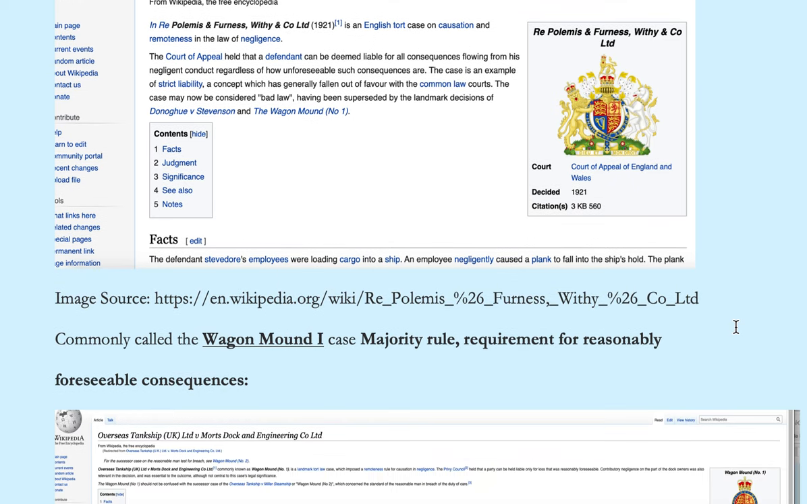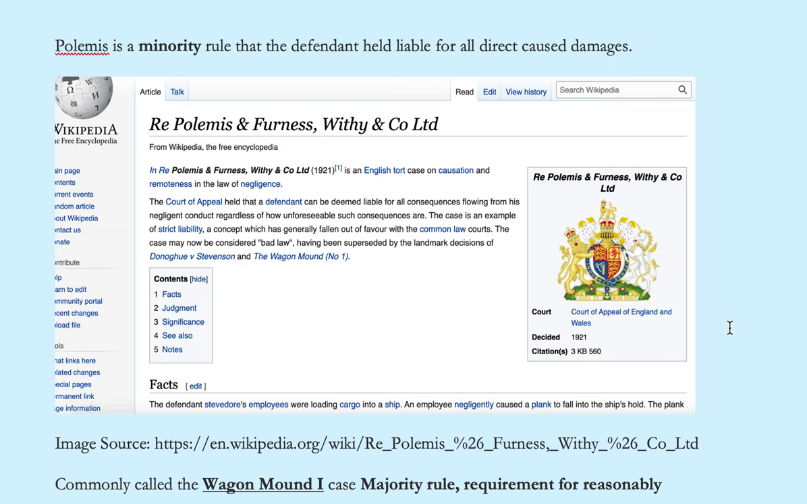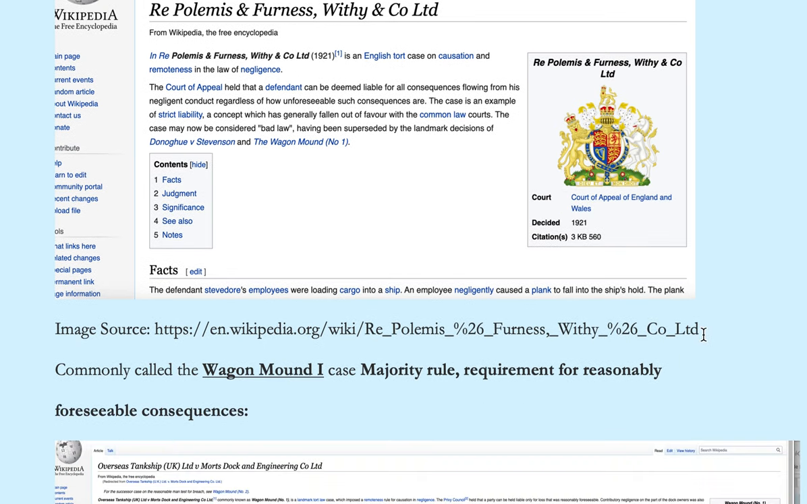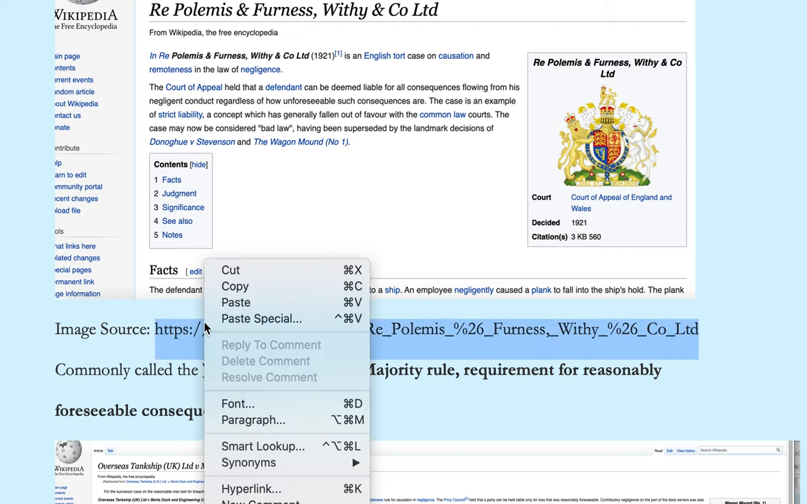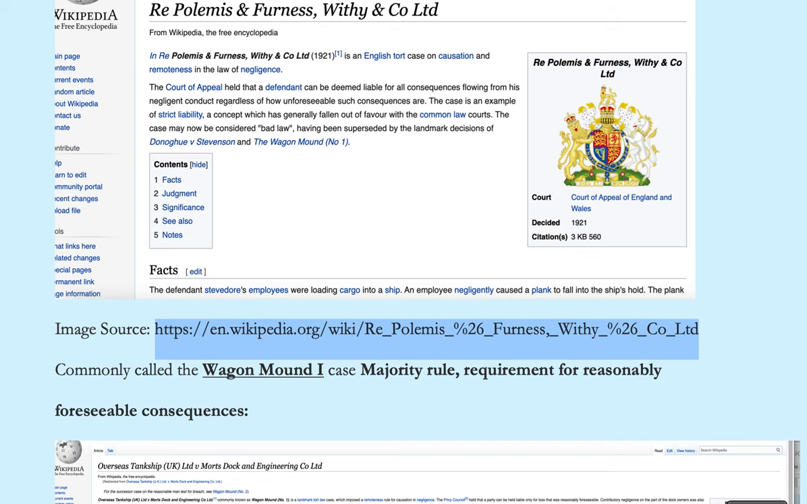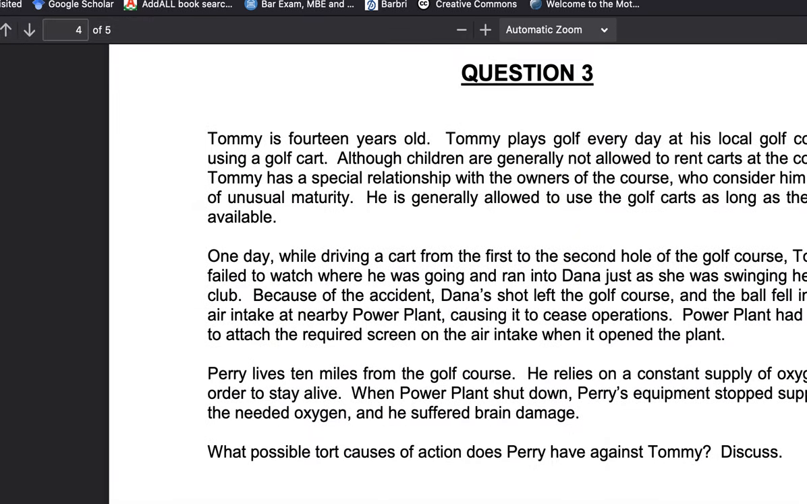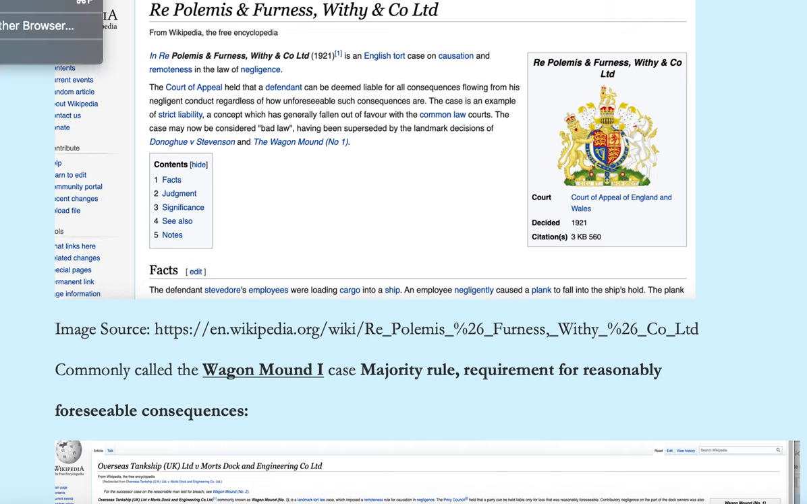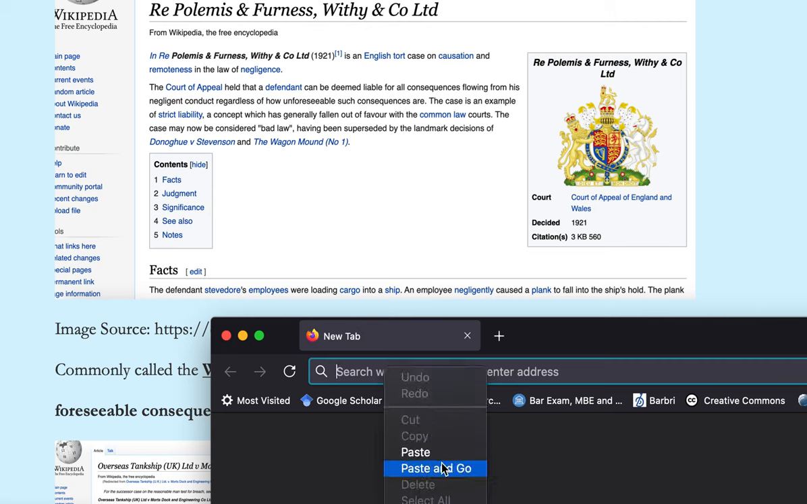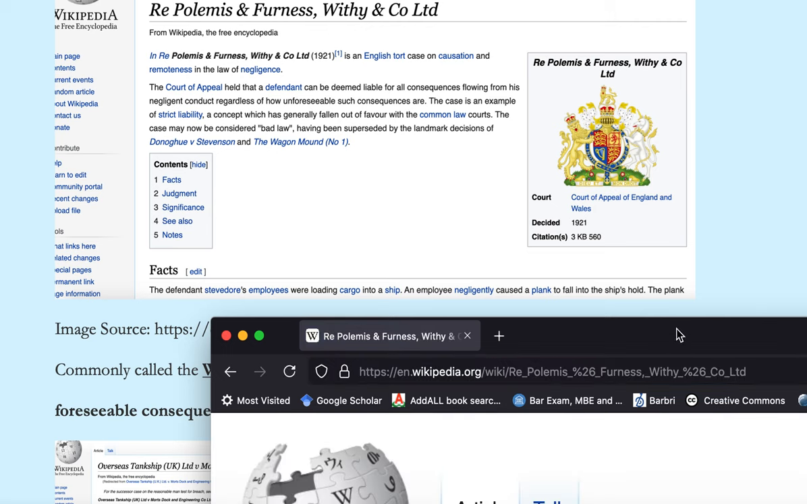So, the Polemis case is basically a minority rule where the defendant is held liable for all direct cause damages. Now, I found conveniently that Wikipedia has the actual case, and we can go take a quick peek at it. I'm going to leave this open, okay? I don't want to download it. I have too much stuff on my computer. So, let's go over here and get this case real quick now.